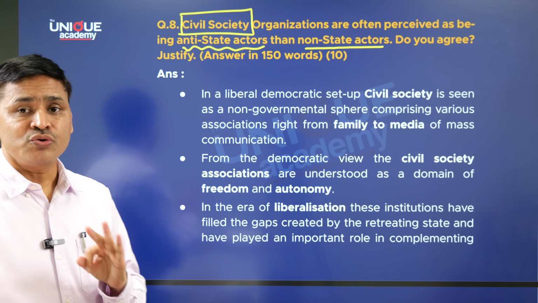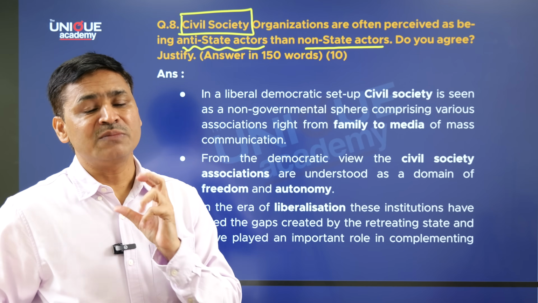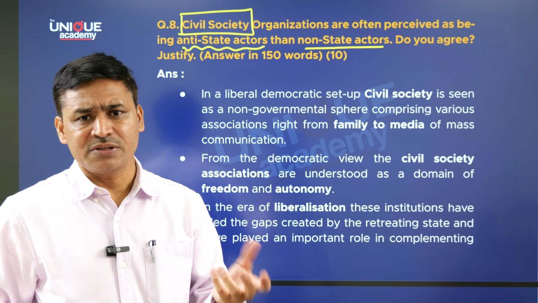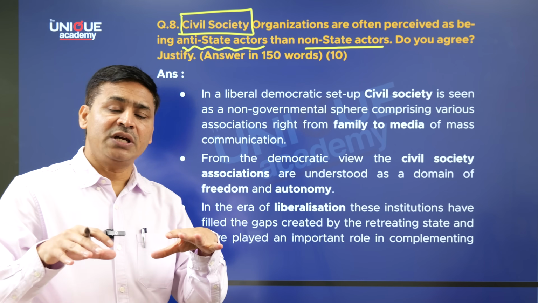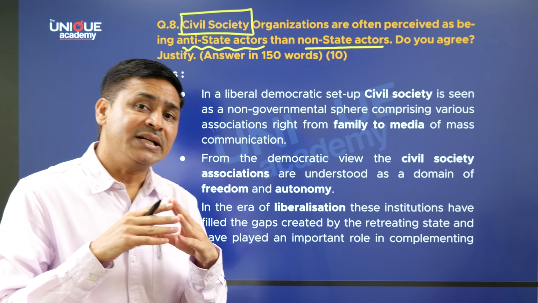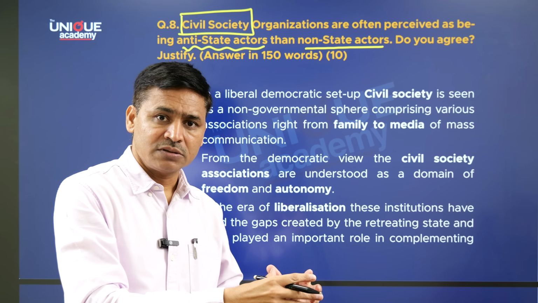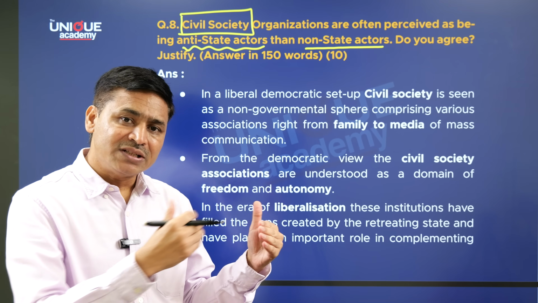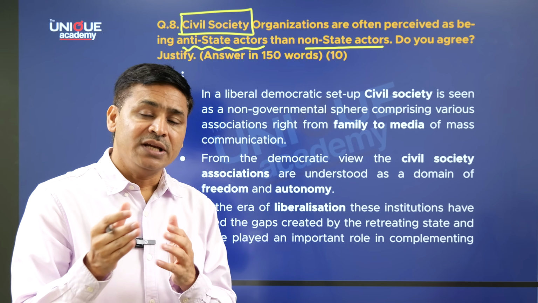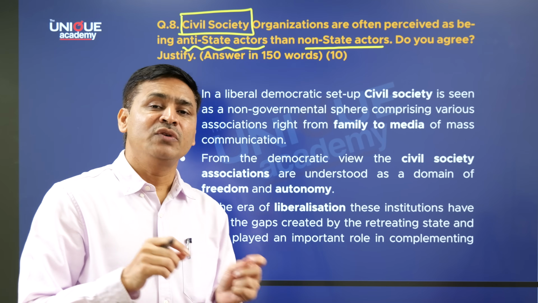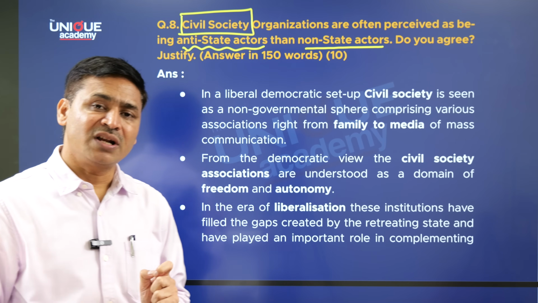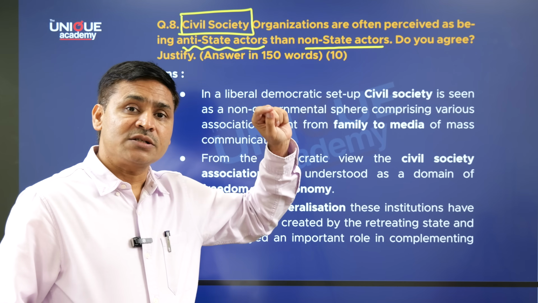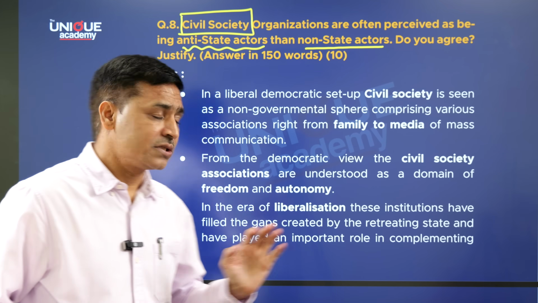So at least 3 important aspects need to be part and parcel of your answer. The first, obviously, would be what civil society is, with examples, very briefly. Then straightaway you have to focus on whether they are really anti-state actors. If there is a point of view which subscribes to that view, then what are the reasons? And then importantly, is that true? To what extent is that true? Can civil society organizations be seen as not anti-state actors, but rather non-state actors? Let us check it out.